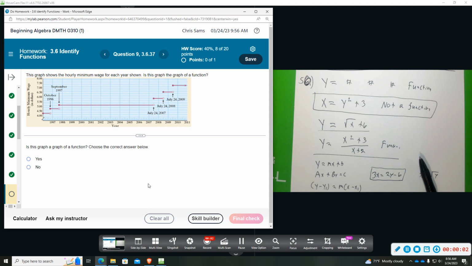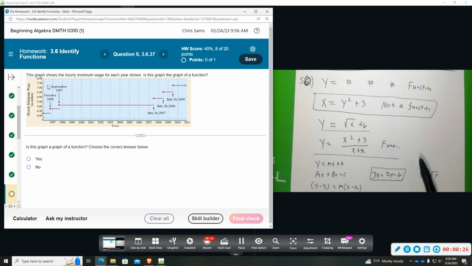All right, so number 9, this graph shows the hourly minimum wage for each year shown. Is this the graph of a function? Okay, so this is something different that you won't see very often. It's called a step function. You have a solid line, and then it kind of just jumps up, and then it goes another horizontal line, then it jumps. So there's like gaps between.